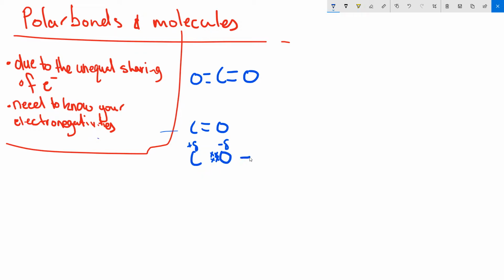So we say that this is a polar bond. We can also label the direction of this polar bond, and that goes from a positive to a negative direction, and this is what we call the dipole moment. So the dipole moment is from the positive atom to the negative atom, or the partially positive to the partially negative atom in the polar bond. So in this case, the dipole moment goes from carbon to oxygen.